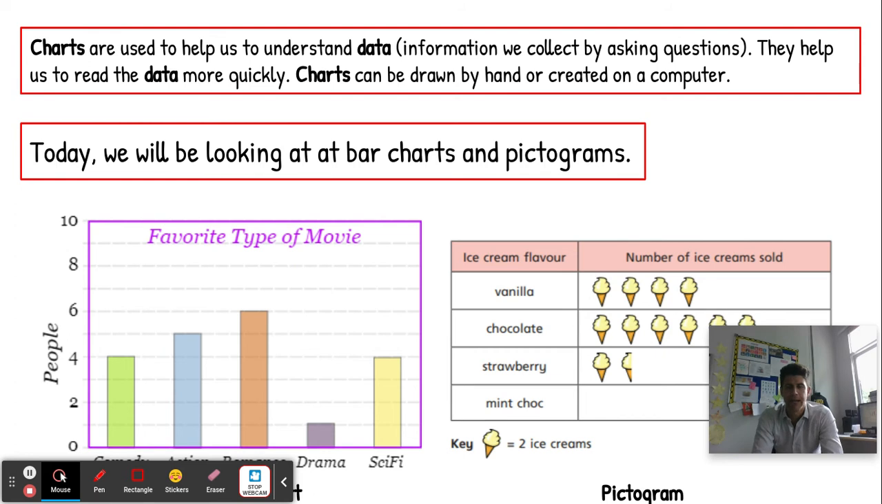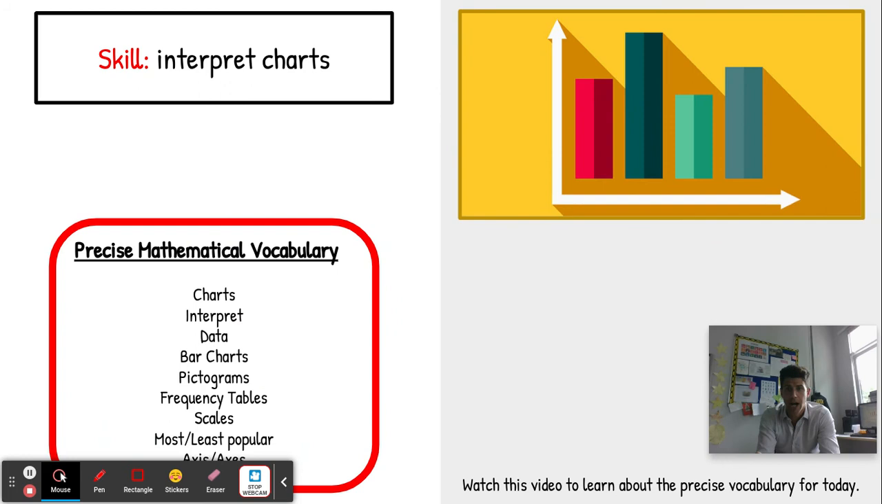Now, here's the precise mathematical vocabulary for today. We've got the word charts. Like I said, we're focusing on two types of charts today, but there are others which we'll look at through the week, for example, line graphs. There's that word, to interpret. That means to read and to understand and to make decisions based on the chart, based on what you see.